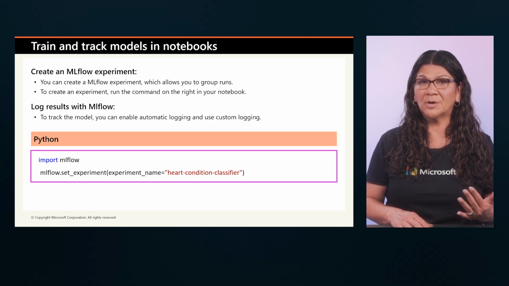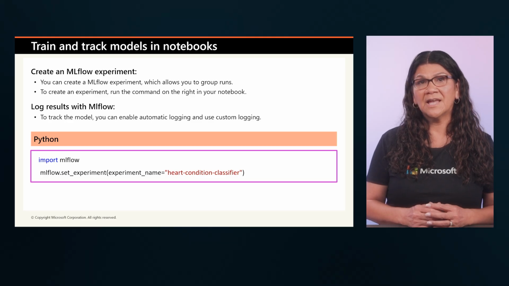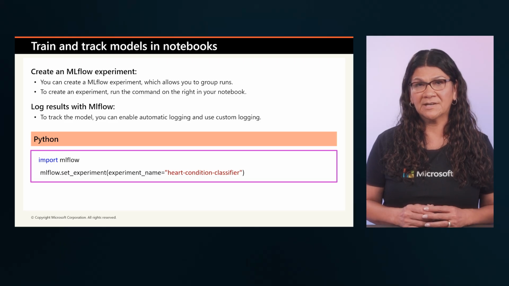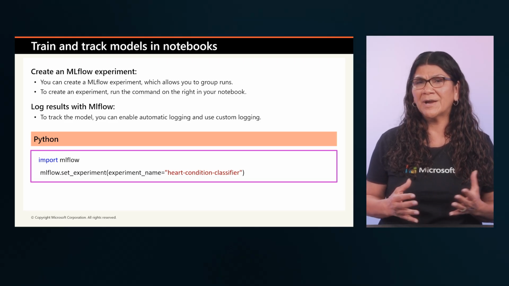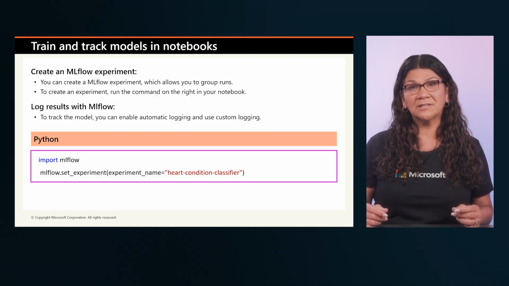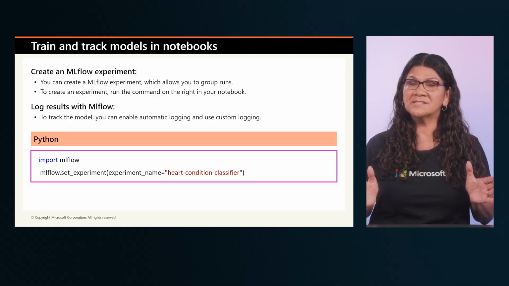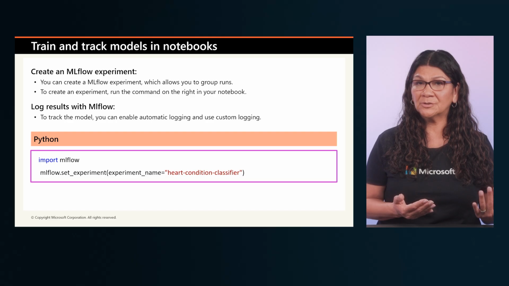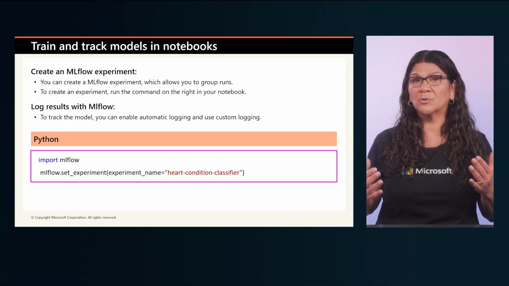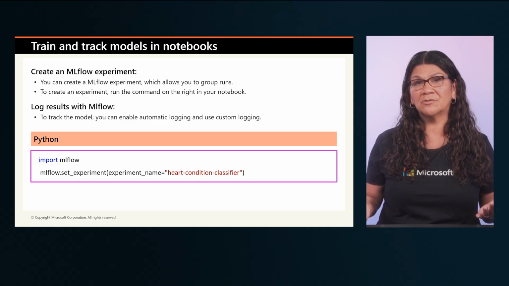mlflow.set_experiment, and then we have the heart condition classifier that we can use here. This ensures every run of that notebook is logged under the same MLflow experiment, grouping runs, parameters, metrics, and artifacts, so you can easily compare different model iterations and hyperparameter changes. This part works the same whether you're working with local compute or a compute instance. The experiment and its tracked runs are recorded the same way, keeping model tracking consistent regardless of the compute environment.